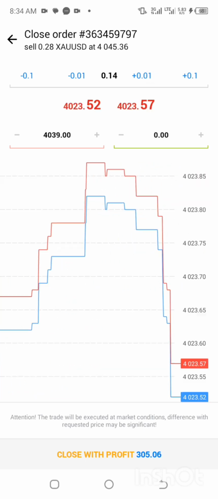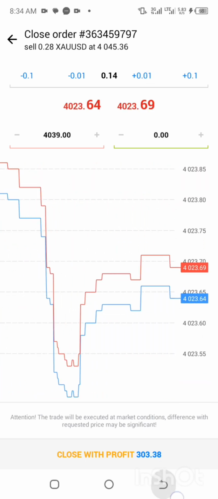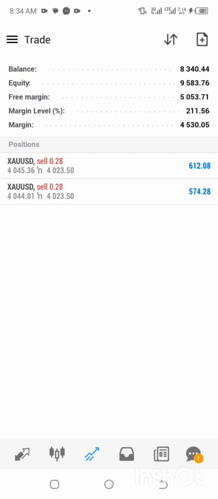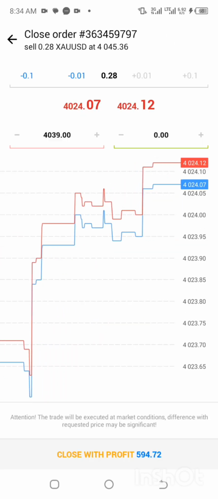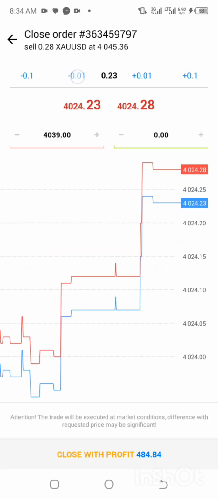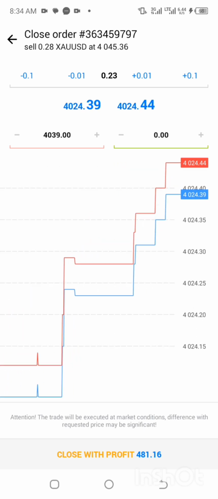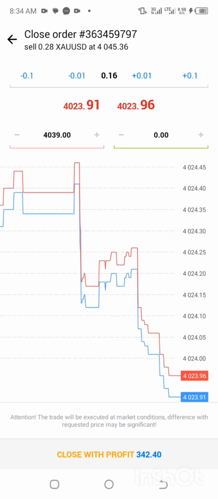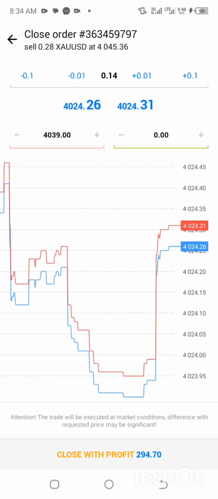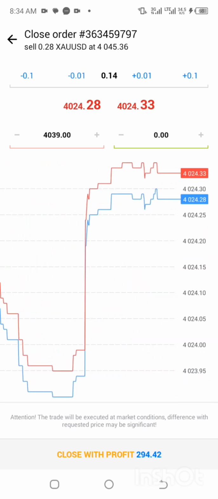It was 0.28. So I want to reduce to 0.14. So you come here, swipe, come here, reduce to 0.14. Tap the minus 0.01 until it reads 0.14. So this is where I want to take partial profit. This is the partial profit I want to take.